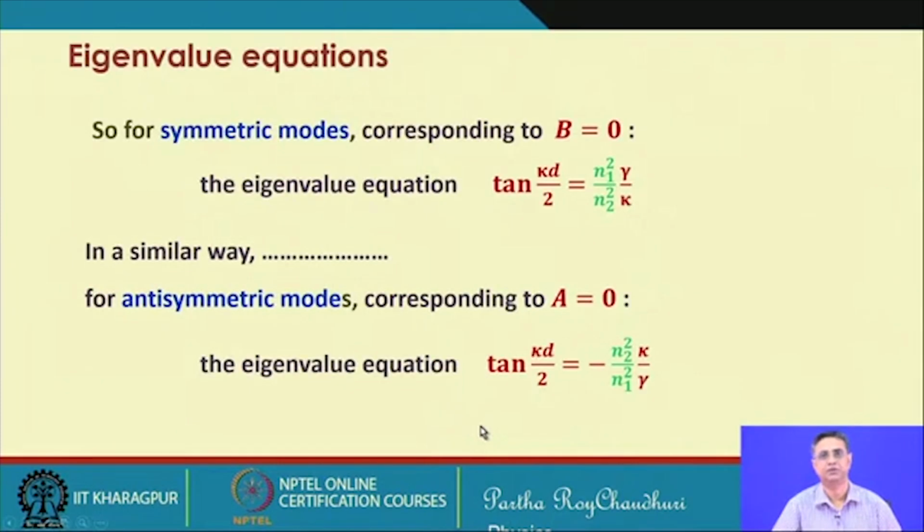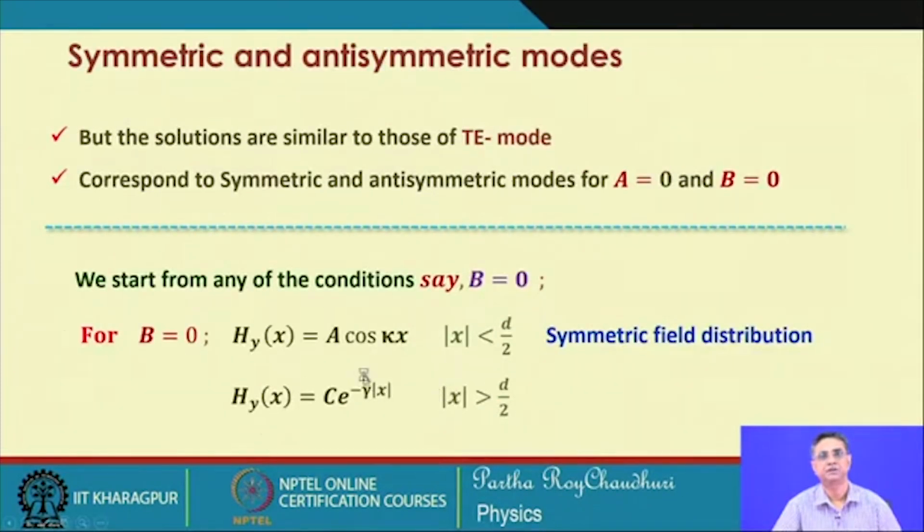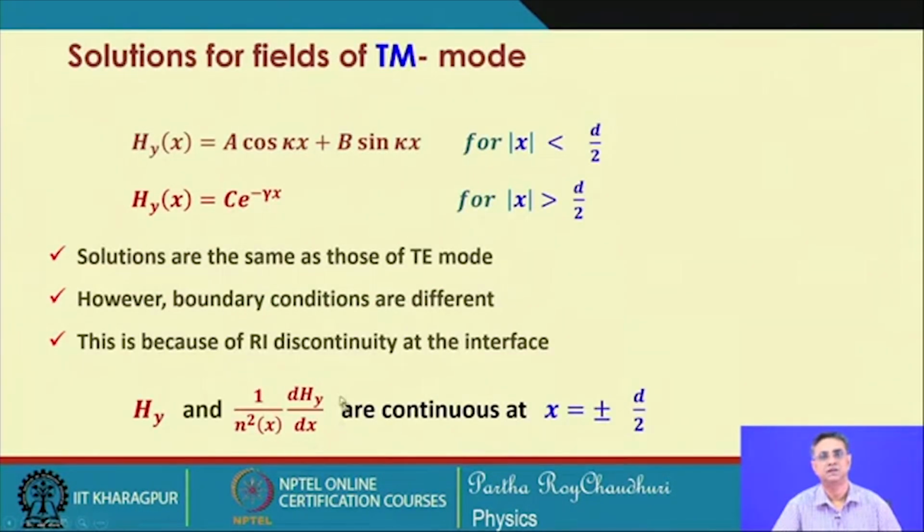So, in this form it appears in the eigenvalue equation for B equal to 0, that is for the symmetric modes, cosine function modes. Similarly, for the antisymmetric modes, that is when you put A equal to 0, we will get the same equation which is again similar to the TE modes of the structure, but there is a difference of this quantity, that kappa will be associated with n1 square and gamma will be with n2 square. So, in this form it will appear just because of the boundary condition, that is the continuity of this quantity across the interface.